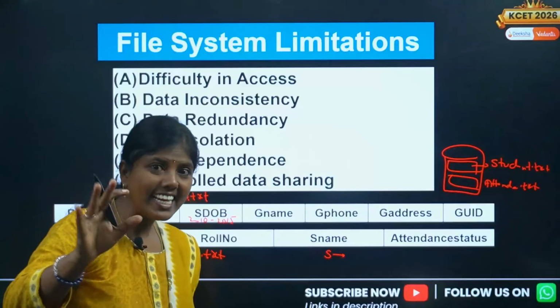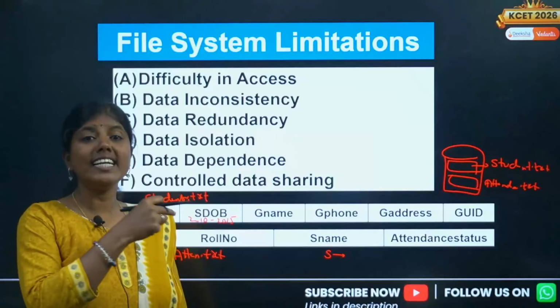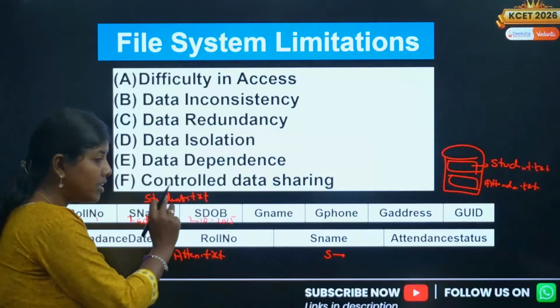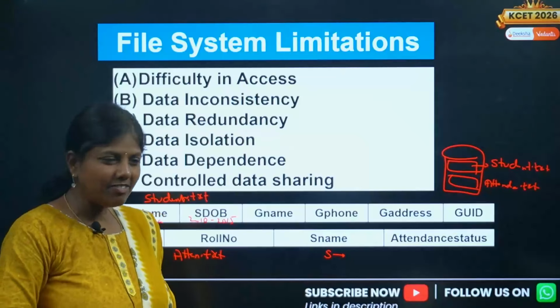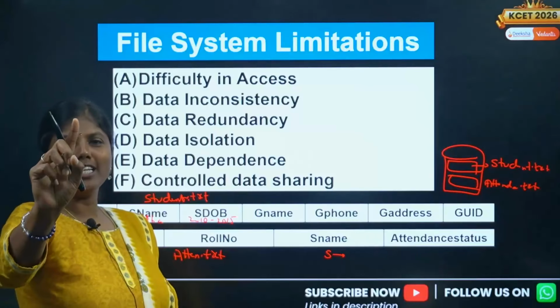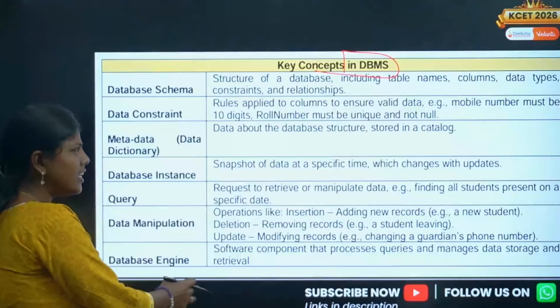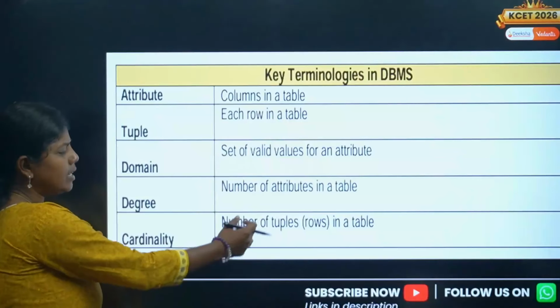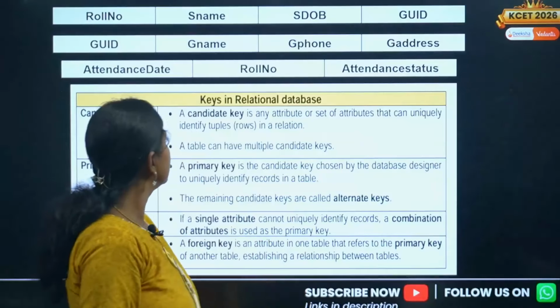What is cardinality? Cardinality is the number of tuples. What is the cardinality of this particular table? You have entered only half, but let us consider it as one tuple. So this cardinality is going to be 1. Cardinality is basically the number of tuples, the rows in a table. Okay? So we'll just go for the next.